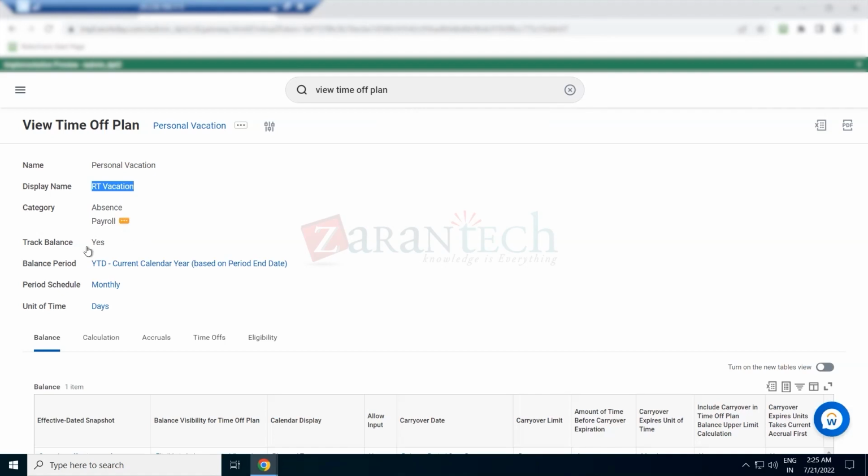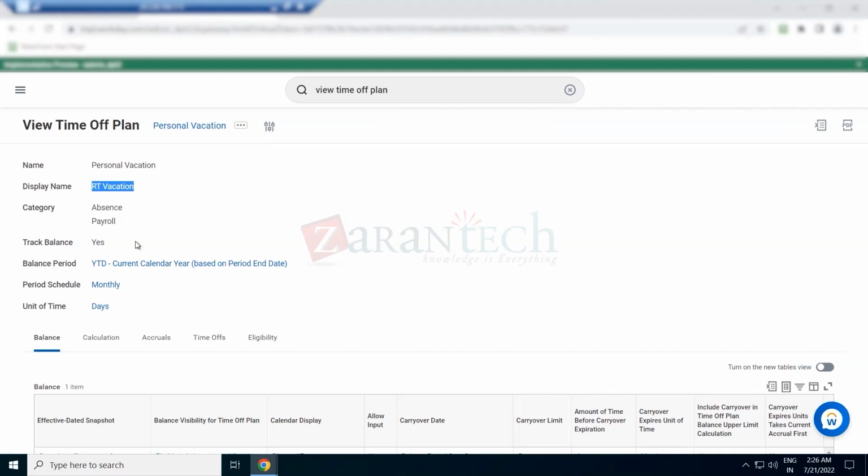Then there is another constituent known as track balance. From the name itself, we can understand that it is about tracking the balance. Are we tracking the balance or not? Sometimes a company gives some kind of leave, time off or benefits where we say we are not going to track balance. It is a privilege kind of time off plan for the employee, for any emergency or natural calamity.